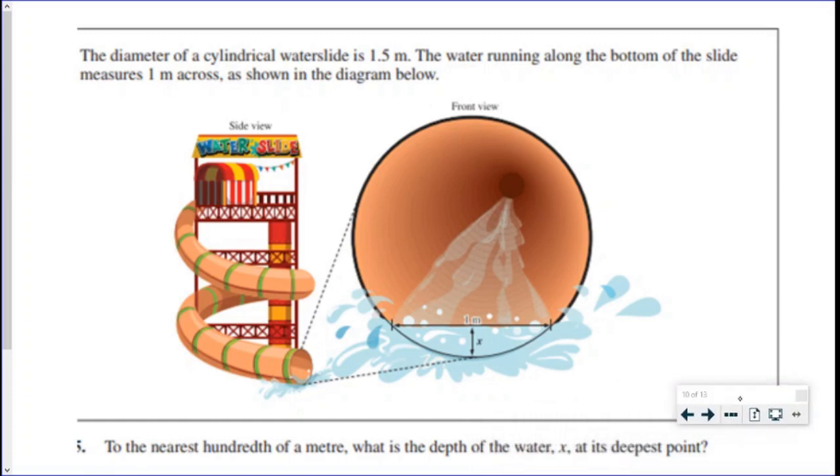This thing's kind of in the way. Here's an example of one of the previous years' word-based problems. So the diameter of a cylindrical water slide is 1.5 meters. Okay. The water running along the bottom of the slide measures 1 meter across, shown in the picture. Okay. So this distance is the 1 meter, if you can't see that. Okay. To the nearest hundredth of a meter, what is the depth of the water x at its deepest point? And here is x, if you can't see that.